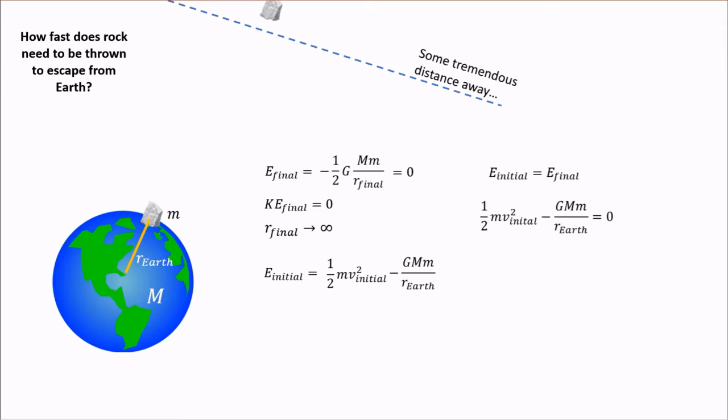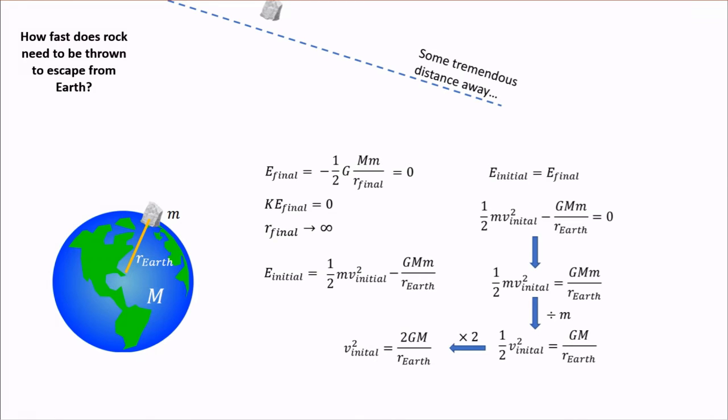Now, since we wanted to know the initial velocity, we just need to solve for v. First, we move the potential term over to the other side. Then we divide both sides by little m, which gets rid of the little m's. Next, we multiply both sides by 2. Finally, we take the square root of both sides, and we are left with this expression. This is the minimum velocity at which the object would need to be launched to completely break free of a planet's gravitational pull. Just for fun, let's see what this value is for Earth.